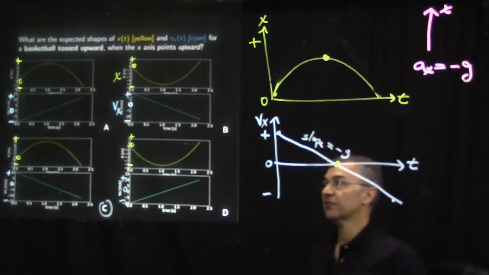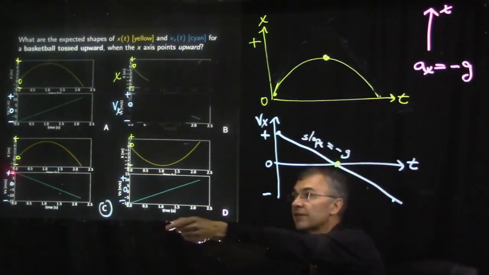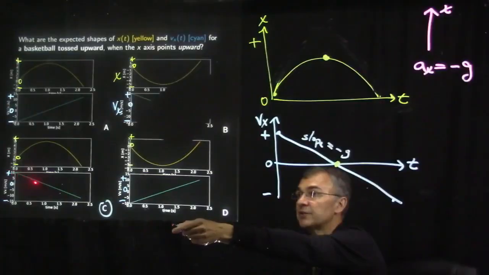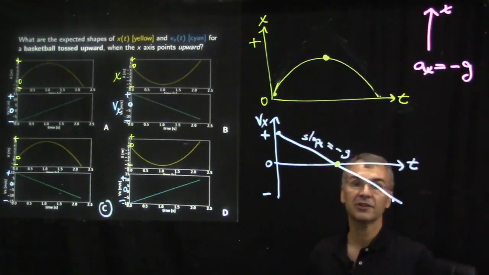Let's just look more closely at C. So the position goes from 0 to a positive peak and then back down near 0. That makes sense to me. The x component of velocity goes from a positive value, passes through 0, and goes to more and more negative values. That makes sense to me also. So I think I like C, Charlie, for this case.